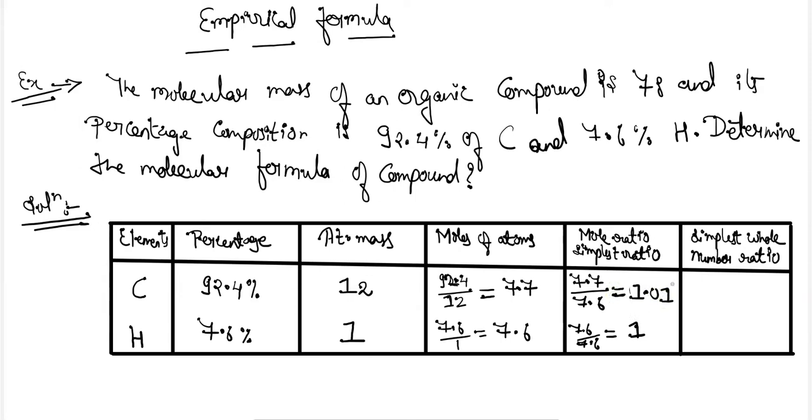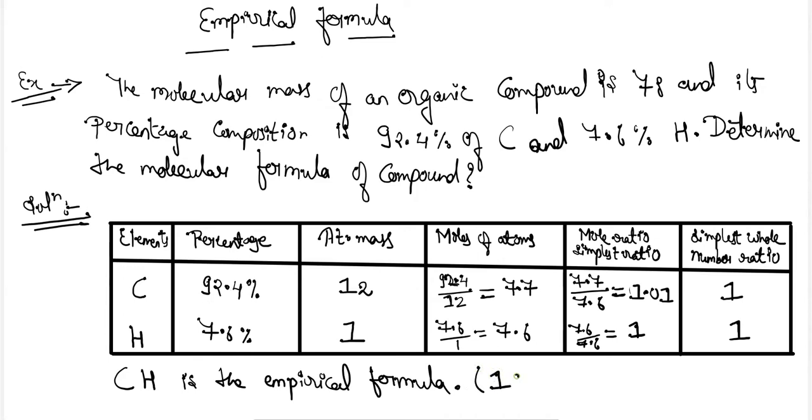Now we have to convert these numbers to the nearest whole number. The nearest whole number for 1.01 is 1, and 1 is a whole number in itself, so no need to convert. So the empirical formula is CH, because here the ratio has come out to be 1 is to 1.